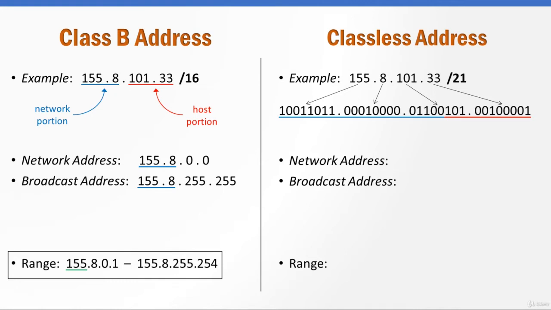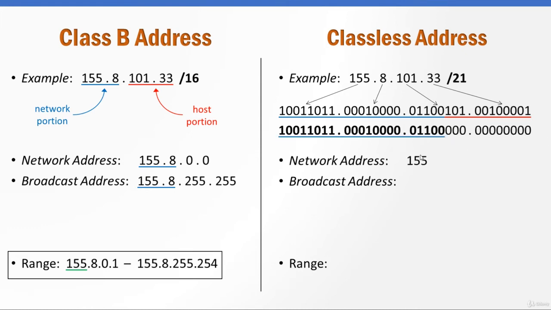To determine the network address, we need to copy the network portion. So we're going to copy all 21 bits from the beginning of the IP address. Those are the bold numbers. And in the host portion, we're going to switch all the bits to zeros. So this is the network portion. We're going to copy the first octet, which is 155, that hasn't changed. And then the second octet, which is 8, and that hasn't changed either. But the 3rd octet has changed.